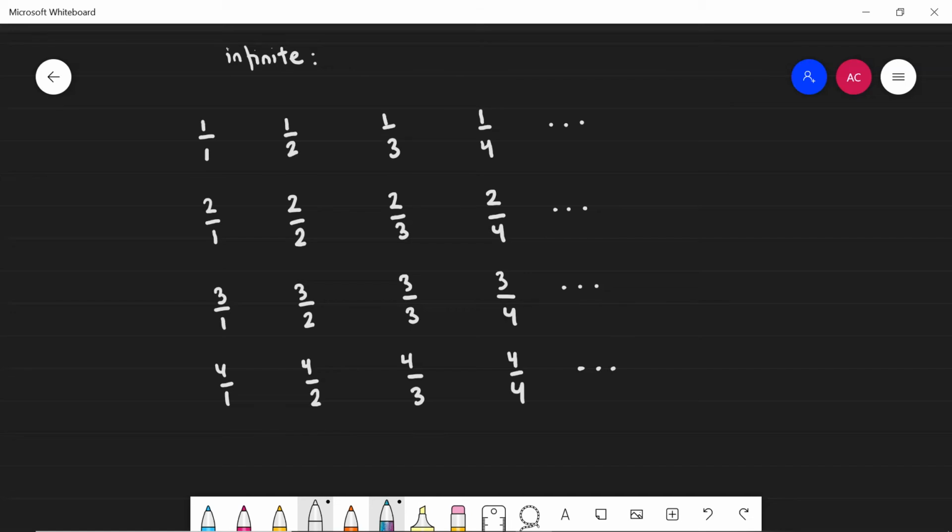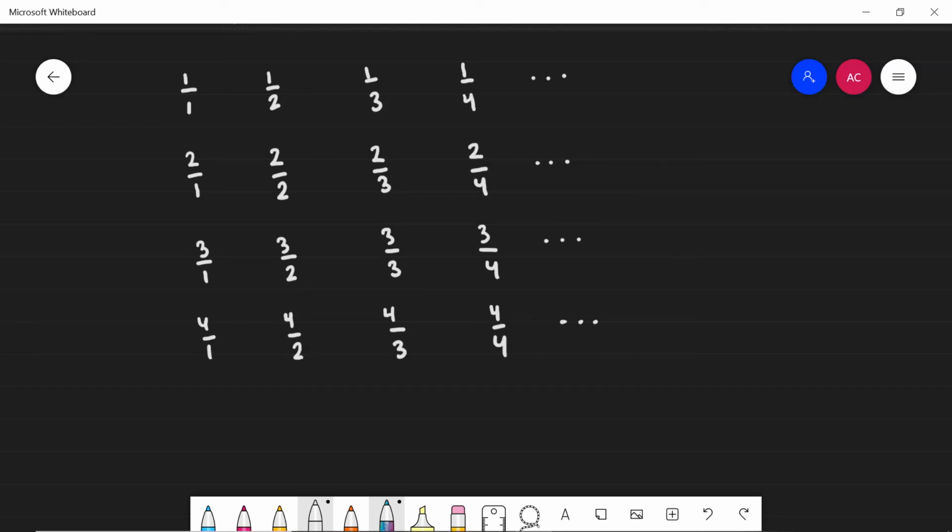And then I have to put ellipses vertically because this is going to be an infinite array, and I can't quite write an infinite array down. So I put my ellipses. Okay, so this is an infinite array, and it contains every single positive rational number. Now what I'm going to do is start counting. So let's start with 1 over 1.